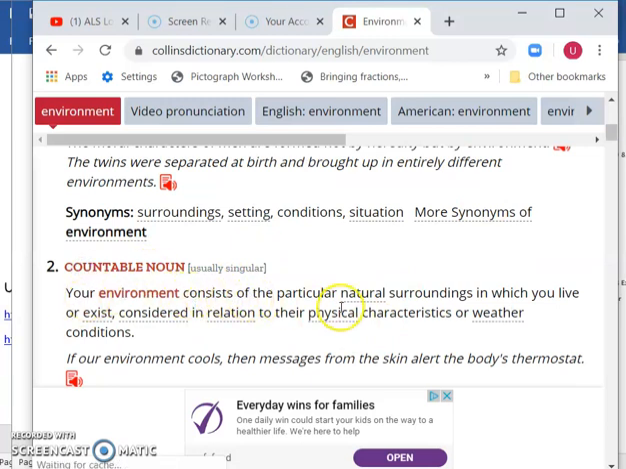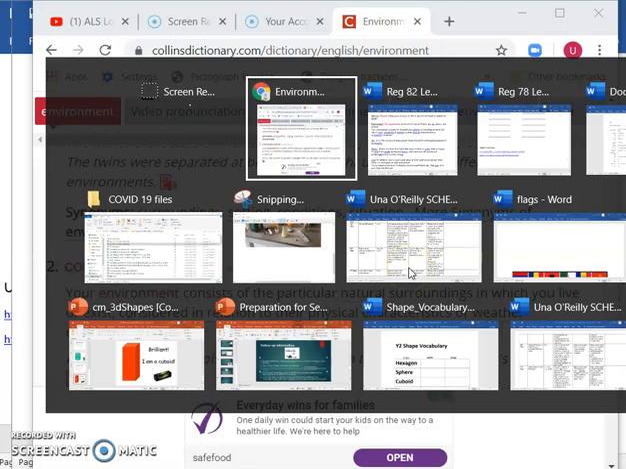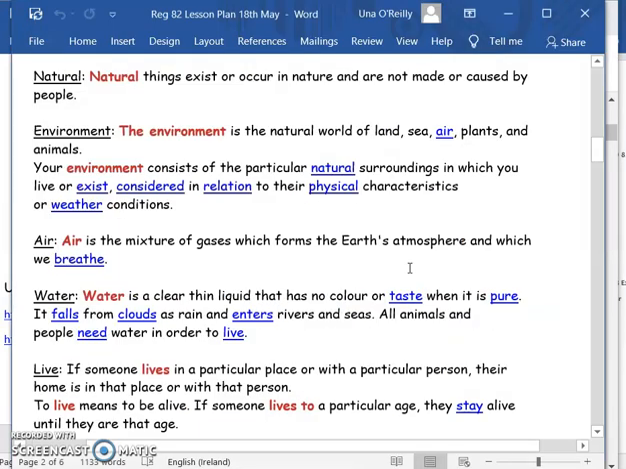Your environment consists of the particular natural surroundings in which you live or exist. Okay, your natural environment. And the environment is obviously very relevant these days. We talk about it a lot, trying to preserve our environment, improve our environment. And I'm trying to go back to my worksheet now, and it doesn't want to let me. There we go. Okay. So our air quality, for example, the purity of our water. Okay, that's what we talk about a lot of the time when we're talking about our environment.